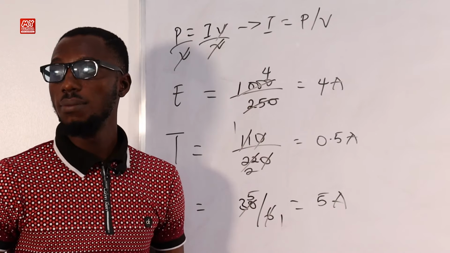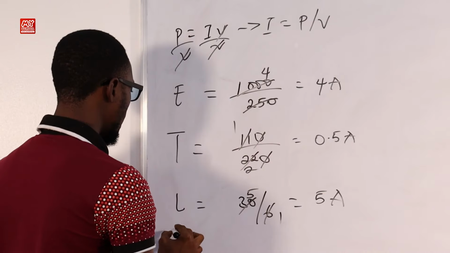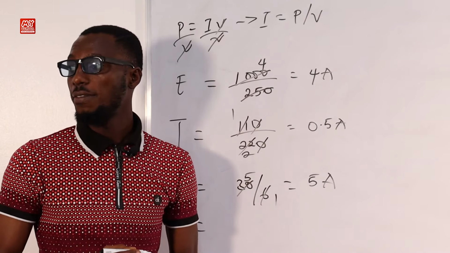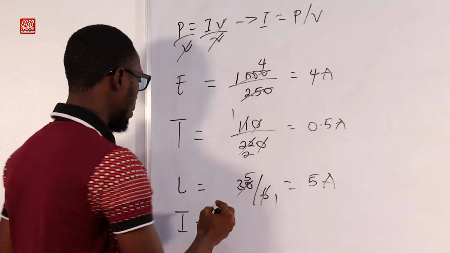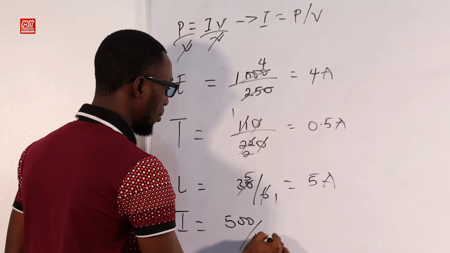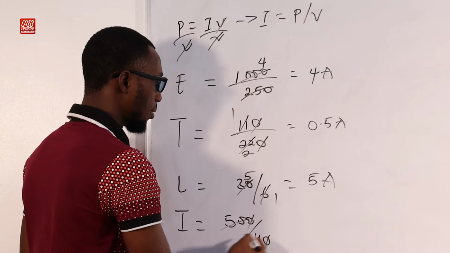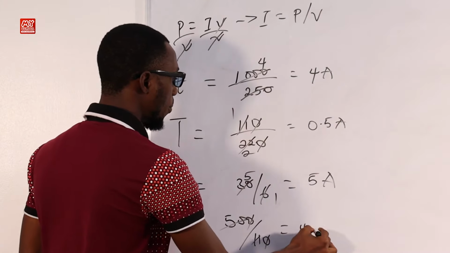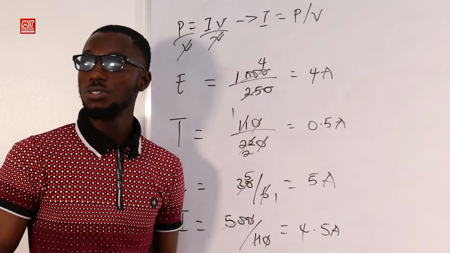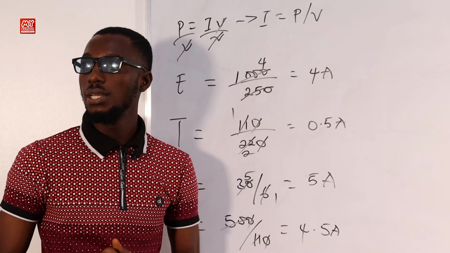Then we have the immersion heater. I can represent that with I equals 500 over 110, 500 watts over 110 volts. When I divide this, I should have roughly 4.5. Yeah, roughly 4.5.